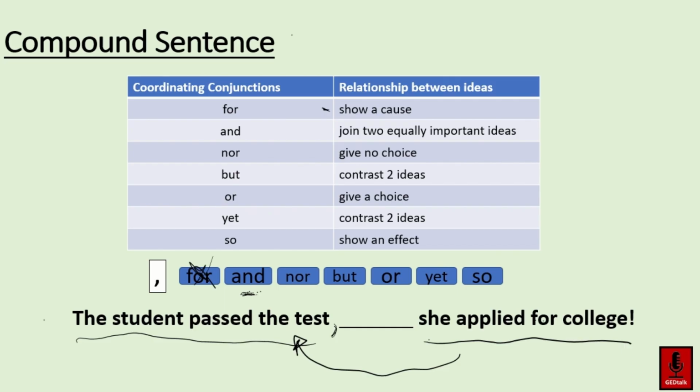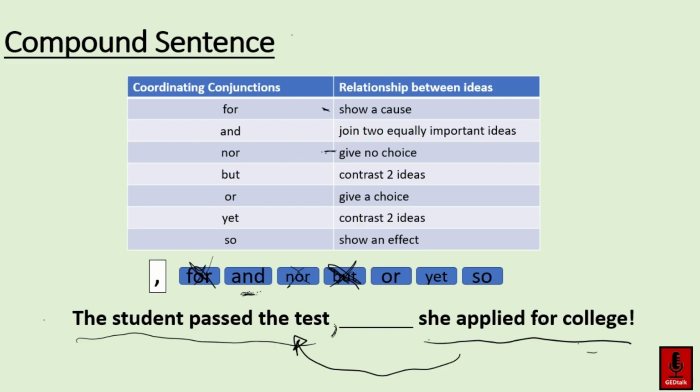So let's try nor. So nor says give no choice. Nor is considered the negative or. Well, I already know there's a choice right here. She's going to college. I don't even need to add this into the example to know it's not going to work. So I'm going to cross out nor. Next up, but says contrast two ideas. Well, I'm not trying to contrast two ideas. So contrast means to find the differences between them. And even if we added it in, it wouldn't read properly. The student passed the test, but she applied for college. No, but doesn't work either. The relationship between the ideas is not trying to show a contrast.